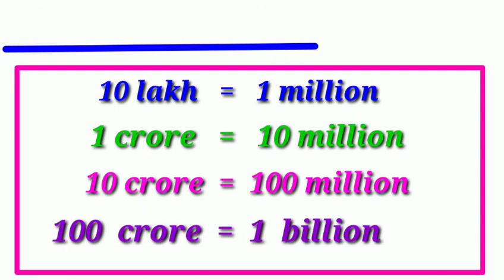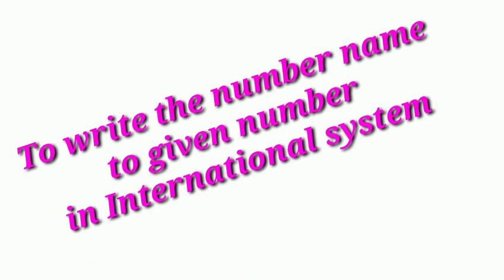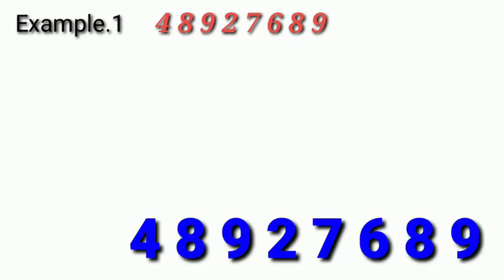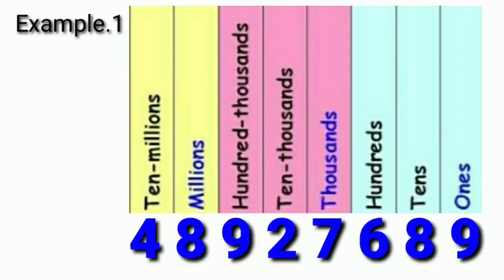These are very important points, children. We have to remember these. Now we will learn how to write number names to given number or numeral in international system. Let us take an example. 4, 8, 9, 2, 7, 6, 8, 9. This is a given number.